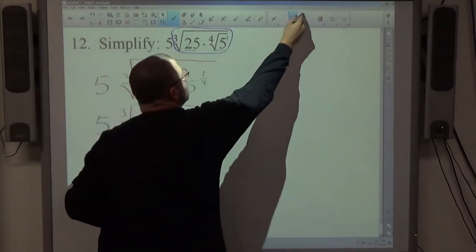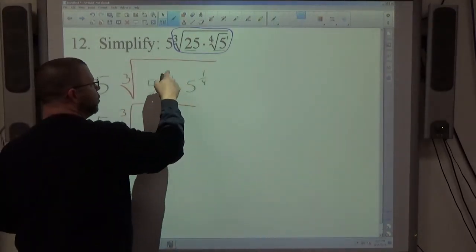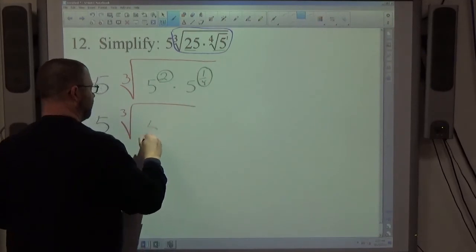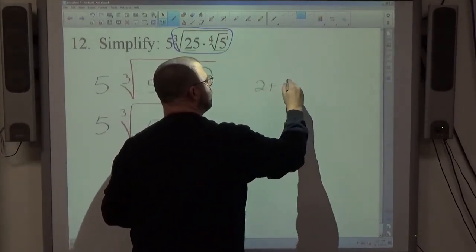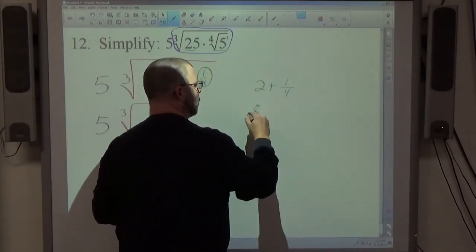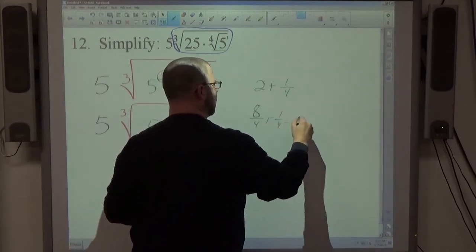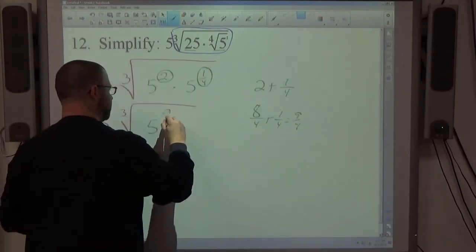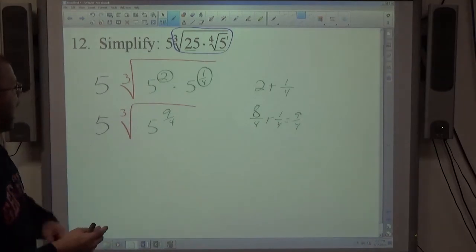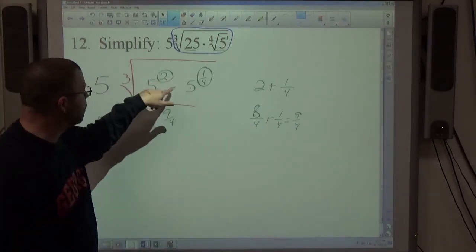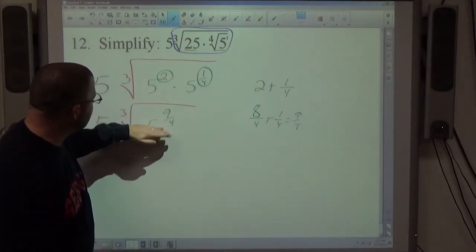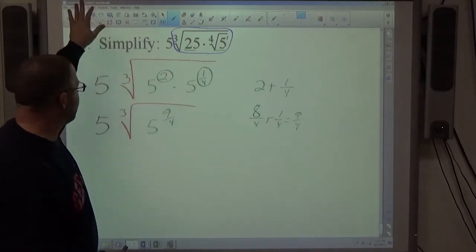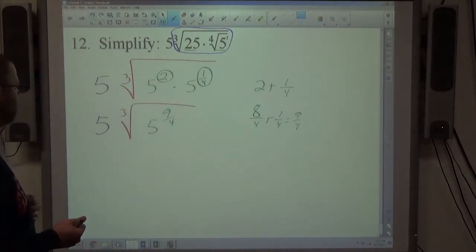We need to multiply these two 5s by adding these two powers. If I do 2 plus 1/4, that's 8/4 plus 1/4, which is 9/4. So that's what's going to happen. You're going to get both of these as the same number raised to a power. You write that number down and then add the powers up. Whatever they are, they are. So 2 and 1/4 add up to 9/4.